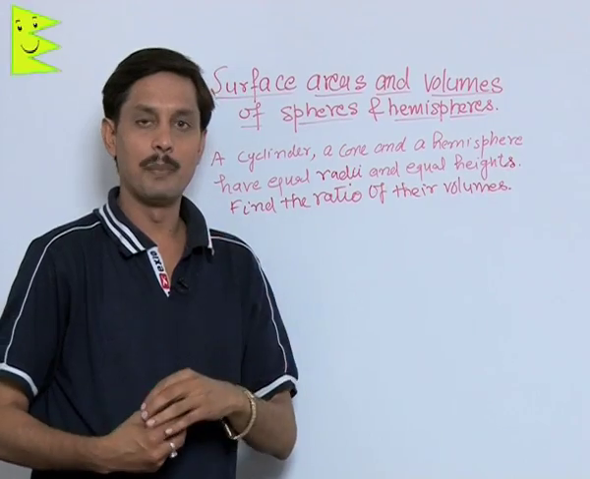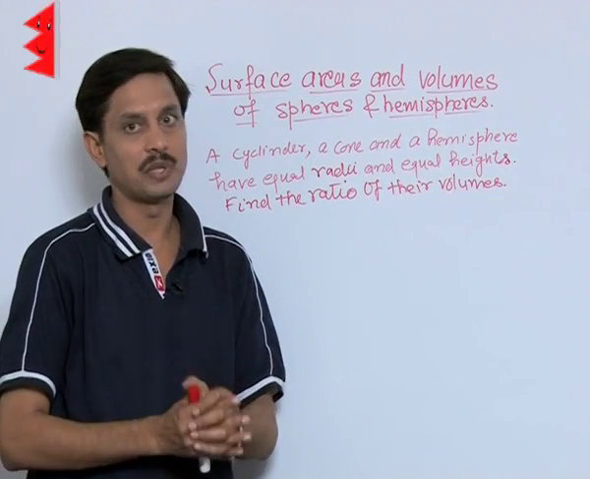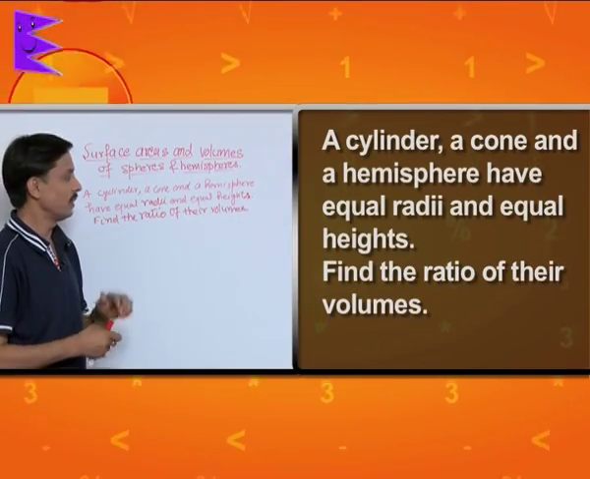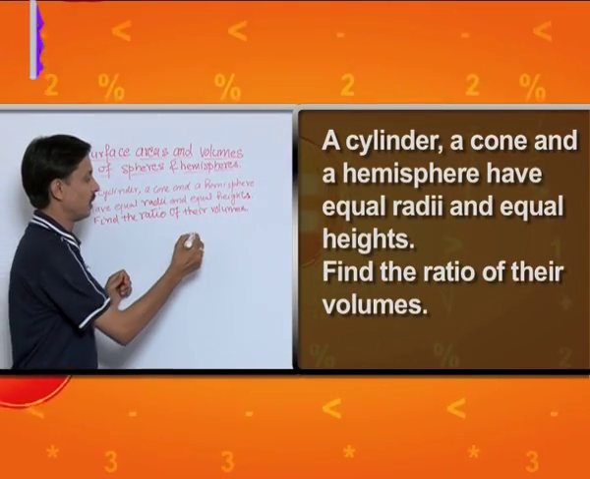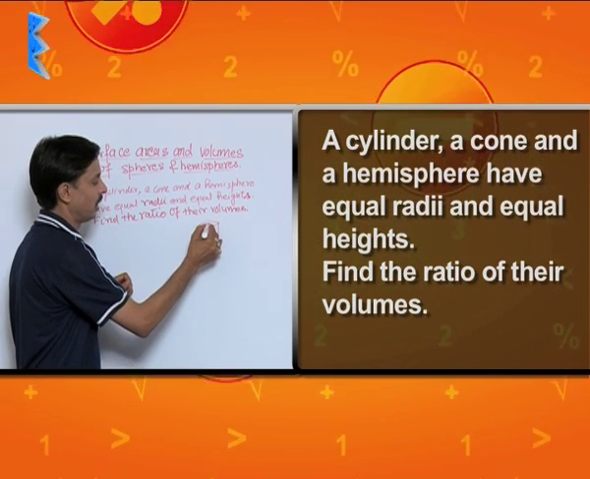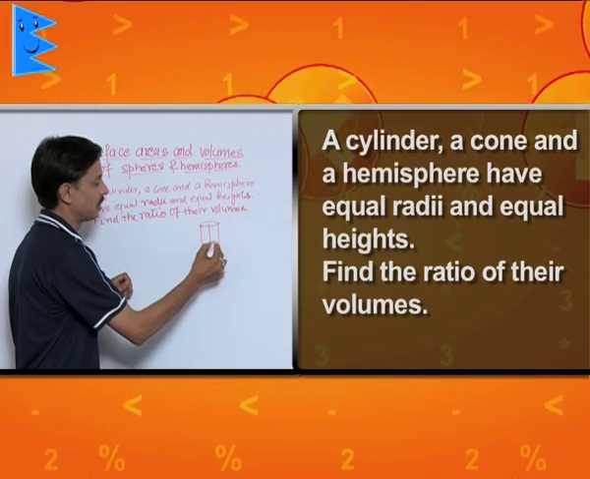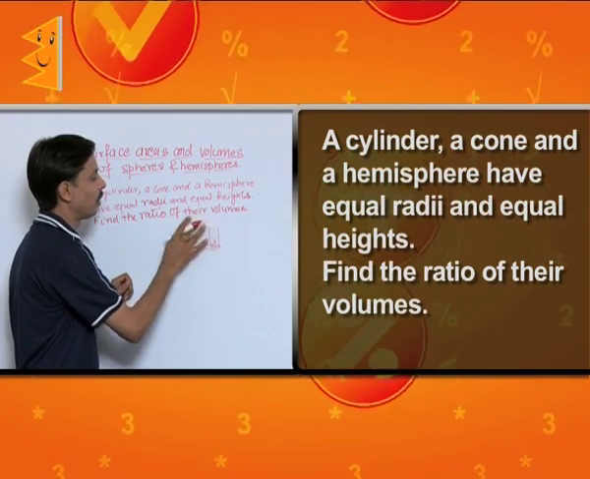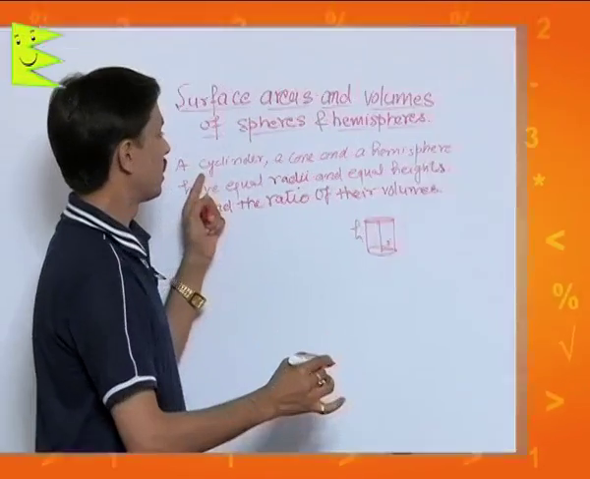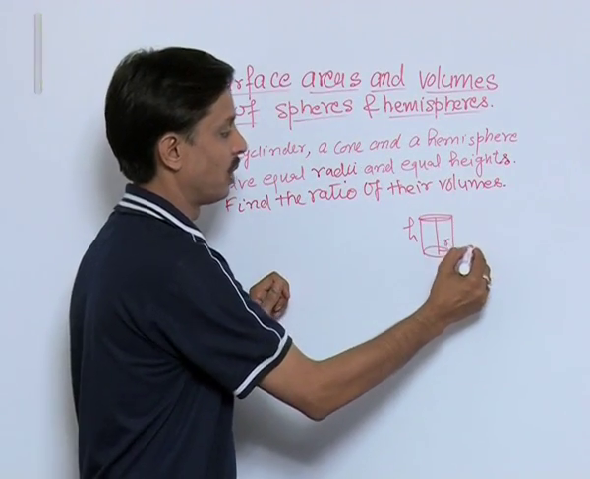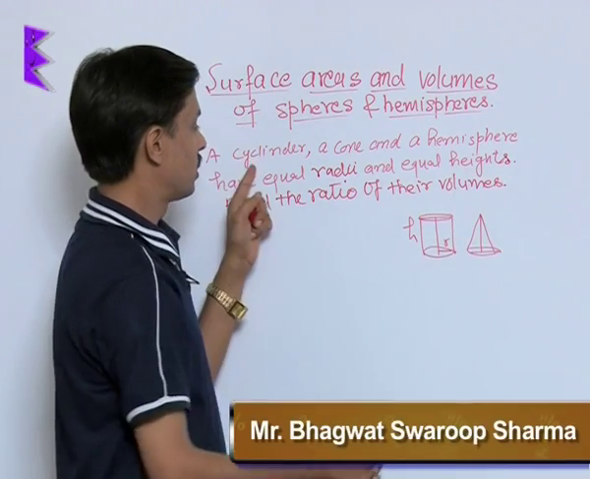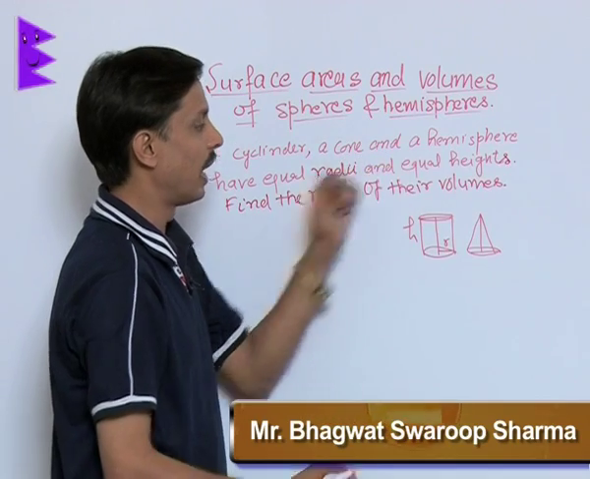Now one more example where all three shapes are to be taken together. A cylinder, I can show you here that there is a cylinder. If there is a cylinder, it has a radius and some height h. A cylinder, a cone, there is one cone shape you know very well, this.